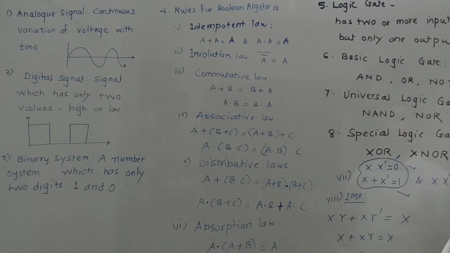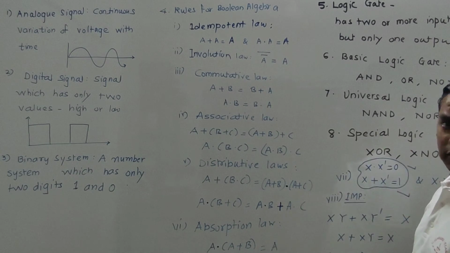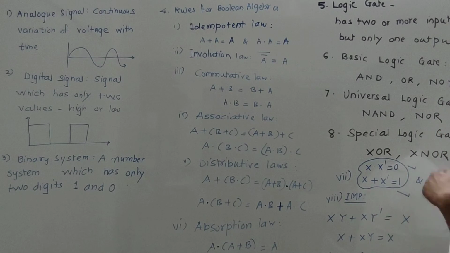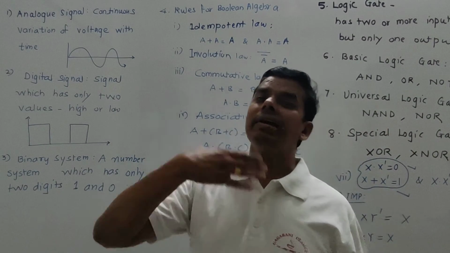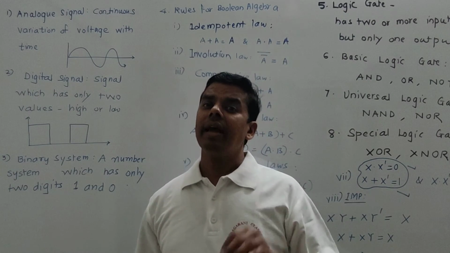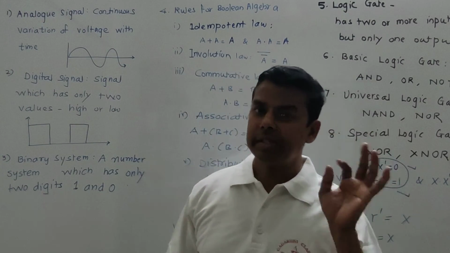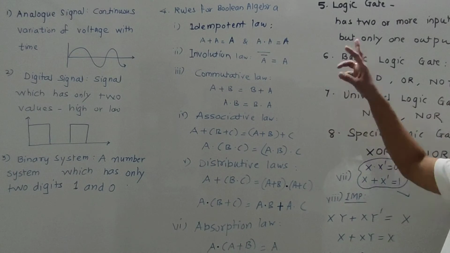Now let's come to the logic gates. What are logic gates? These are devices having one or more than one input but having only one output. This is an important point of the logic gate.